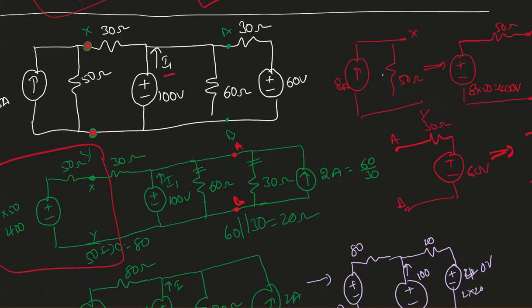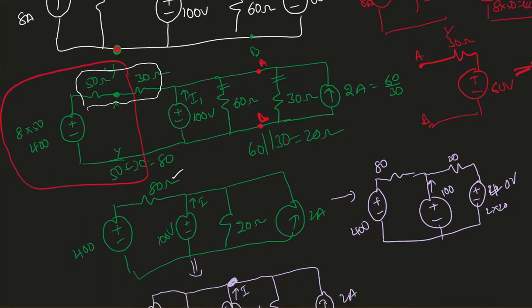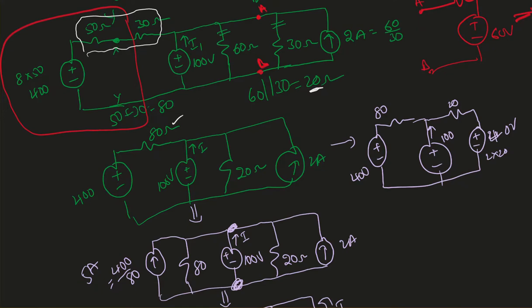Once I connected, I can clearly see these two resistors, 50 ohm and 30 ohm, they are in series. So I combined it, made it an 80 ohm resistor, and 60 ohm, 30 ohm are in parallel. Okay, so when I combine it, it is 20 ohm. So my final circuit is going to be something like this.